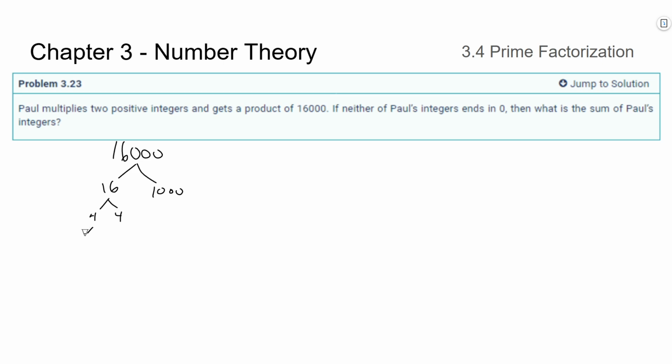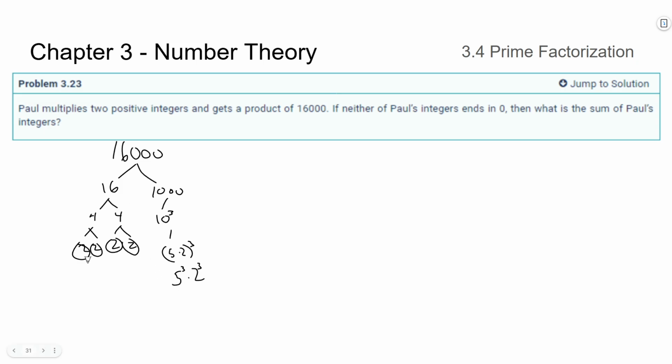4 times 4, 2 times 2, and 2 times 2. So that would be 2 to the 4th there. And how about over here? Well, 1,000 is 10 cubed, right? We have a 1 and then 3 zeros. That's 10 cubed. Well, 10 cubed is the same as 5 times 2 cubed, which is the same thing as 5 cubed times 2 cubed. So different way to do this. I know that's not exactly a factor tree, but it's another way to get to the prime factorization if you want to try it that way.